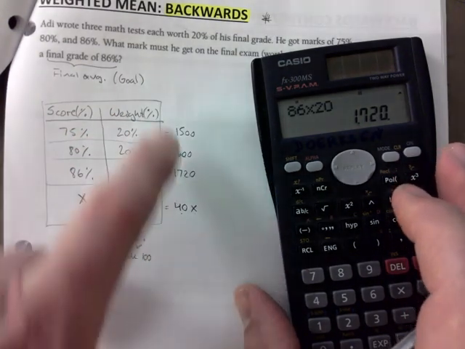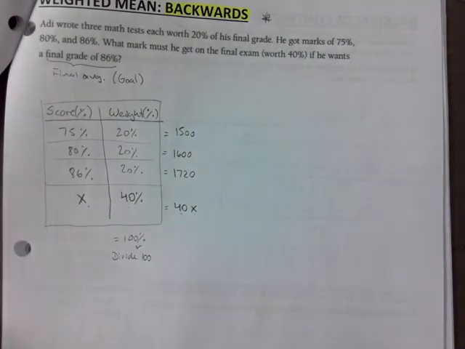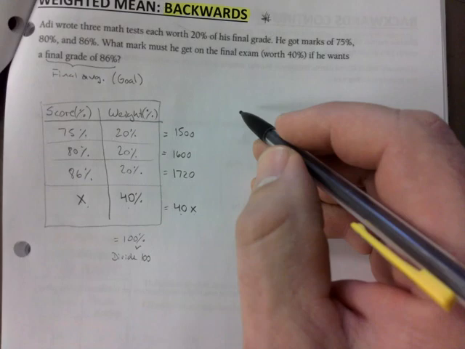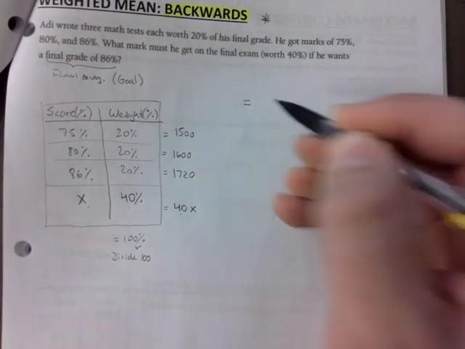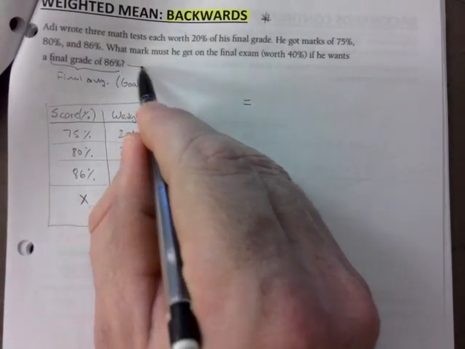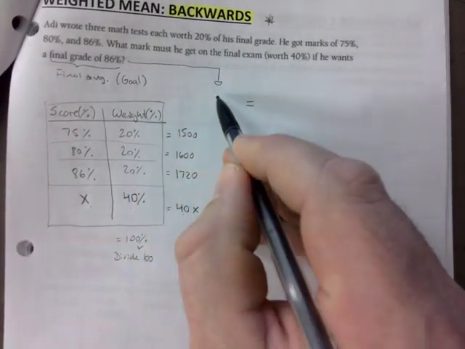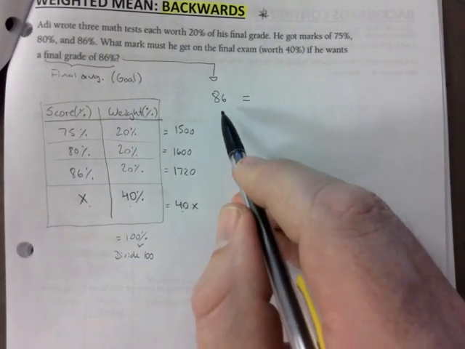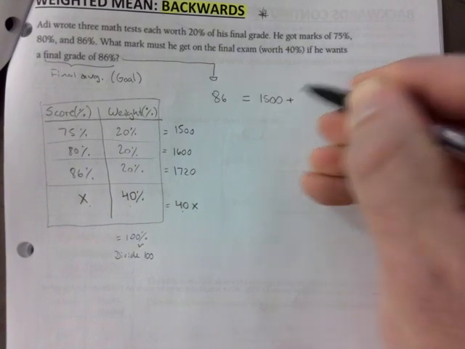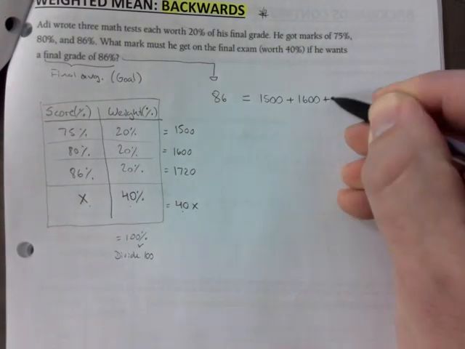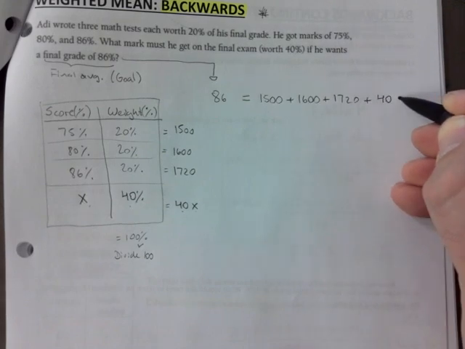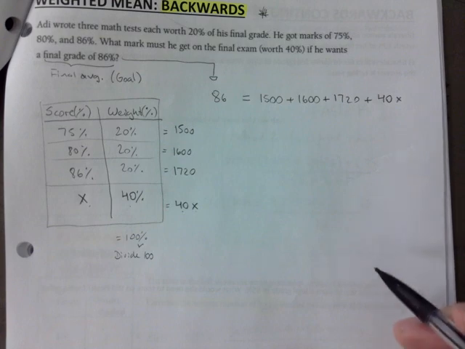So we still go through the steps, right? Multiply, and what are we going to do next? What's the second step? Add. Thank you. We know our weighted mean, correct? So we're gonna, that's not what we're calculating, that's already what we know. So we're gonna go 1500 plus 1600 plus 1720 plus that weird one, 40x. Okay.